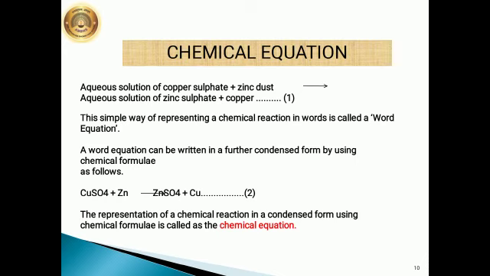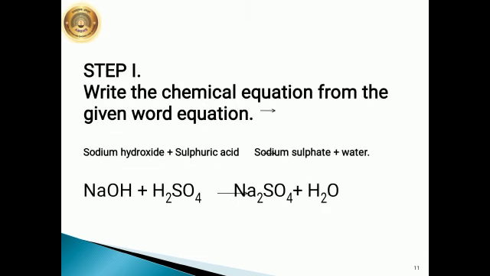Yes, the molecular formula of copper sulfate is written as CuSO4 plus zinc gives you ZnSO4 plus Cu. The representation of a chemical reaction in a condensed form using chemical formula is called a chemical equation. Now let us study how we are going to write this chemical equation from the given word equation.